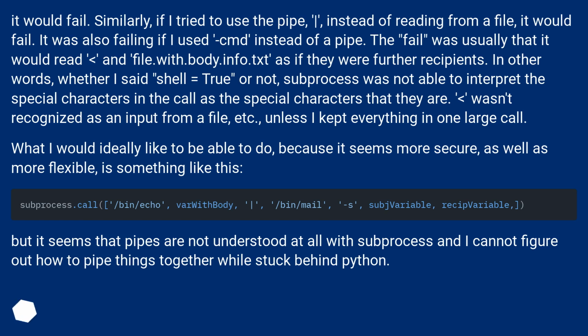What I would ideally like to be able to do, because it seems more secure, as well as more flexible, is something like this. But it seems that pipes are not understood at all with subprocess, and I cannot figure out how to pipe things together while stuck behind Python.